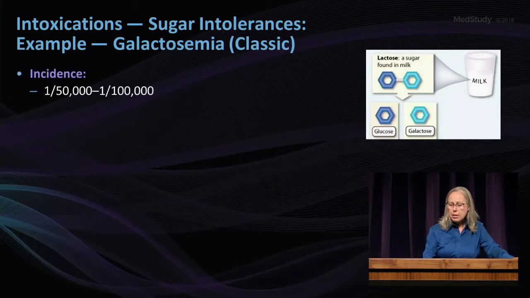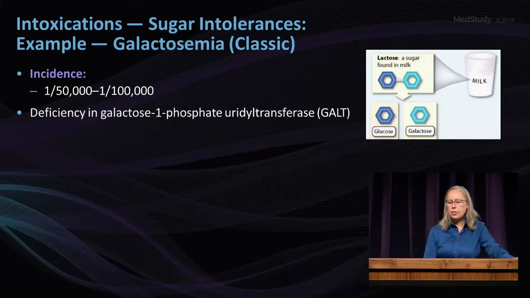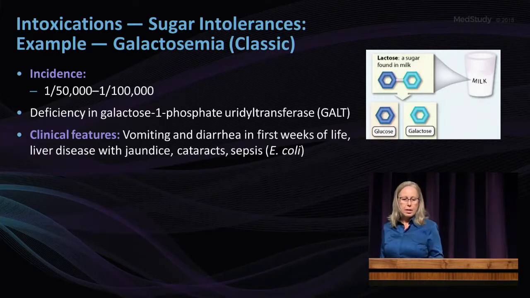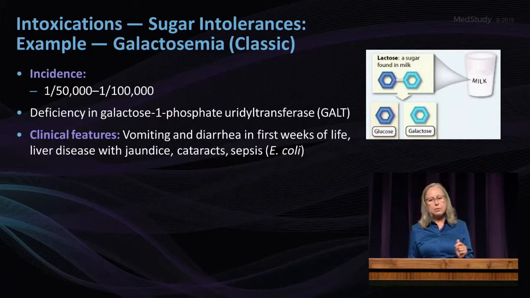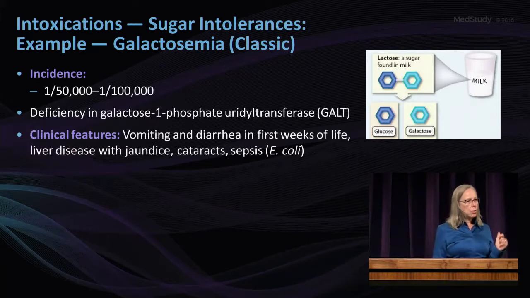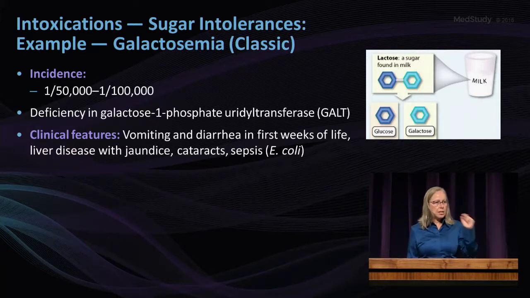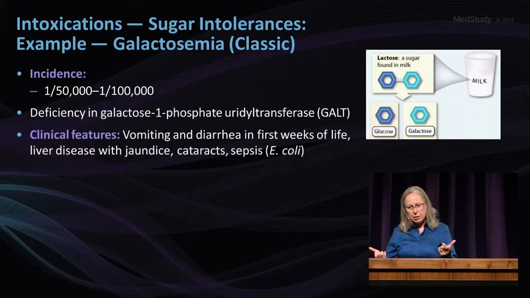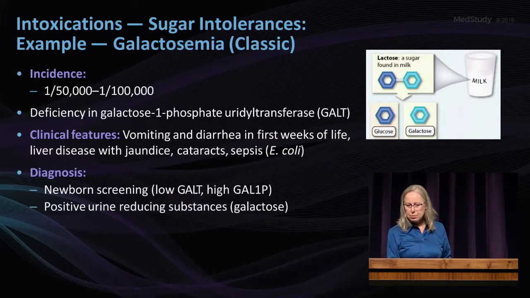So galactosemia has an incidence of about 1 in 50 to 100,000, and it's a deficiency in galactose-1-phosphate uridyl transferase, abbreviated as GALT. Clinical features: vomiting and diarrhea in the first weeks of life, liver disease with jaundice, cataracts, and the infamous E. coli sepsis. If you see E. coli sepsis in the clinic or on a test, think about galactosemia.